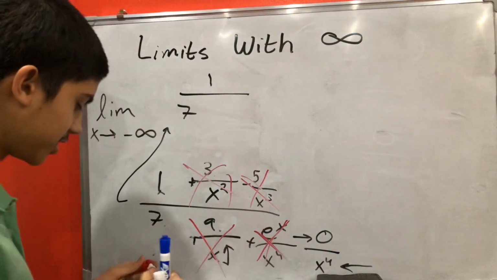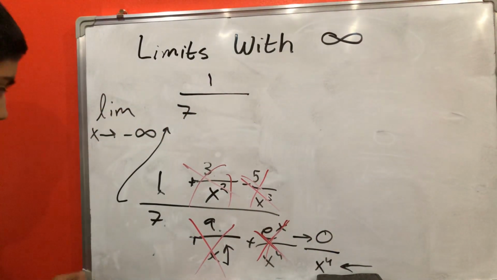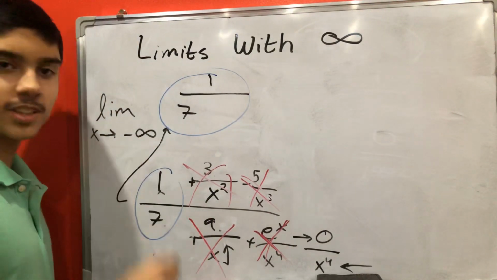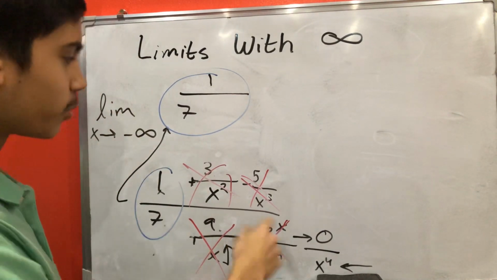So also negligible. It doesn't affect anything. It's just a 0. So what are we left with? We're left with 1/7. That's our limit. Boom. Infinity. Whenever we see limit to infinity, we use these 3 steps.